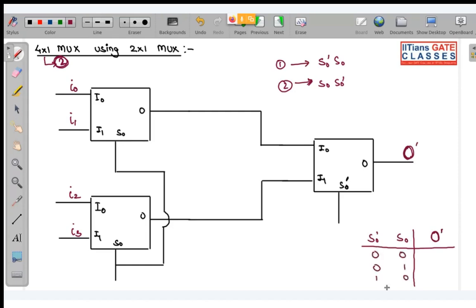Combinations can be 00, 01, 10, 11. Look very carefully. When S0 dash is 0 and S0 is 0, this line will come over here and this line will come over here. S0 dash is also 0, so this line will be forwarded over here. So you can see I0 is being selected. These small I0, I1 are the inputs of your 2x1 mux, and I0, I1, I2, I3 are the inputs of the combined 4x1 mux. So I0 is being selected.